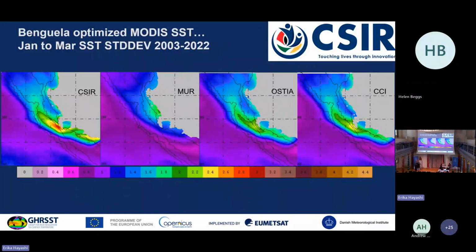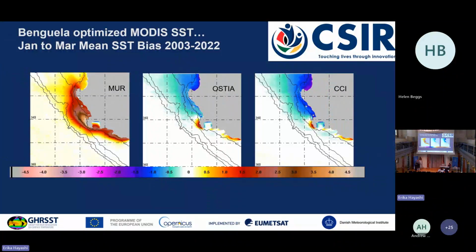Then looking at the variability, look at the standard deviation. Of course, we expect high variability at both those two locations because of the intermittent translation of that high pressure cell as it reaches around the coast. So high variability, a strong pulsing of the upwelling cells over there. It's captured in OSTIA and CCI to some extent. MUR, not really. And then when we look at the biases, oh, there's a massive warm bias from MUR.